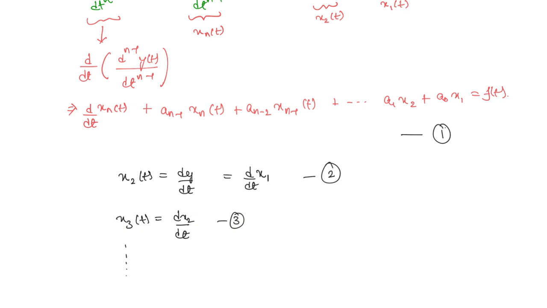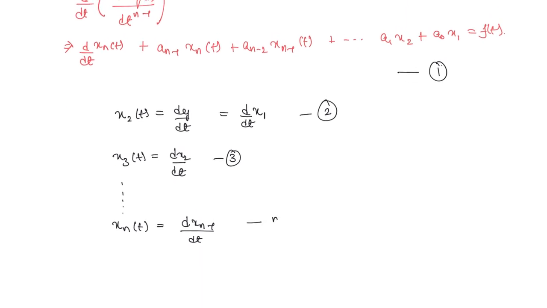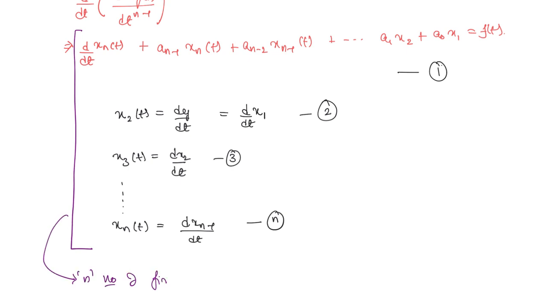So on like that if you continue till xn of t, this is what you're going to get: dxn minus 1 by dt. So this is going to be the nth equation. Okay. So these are all the equations. This is the first equation, second equation and so on till you're going to have n number of equations. Okay. So now we have successfully found n number of first order equations.